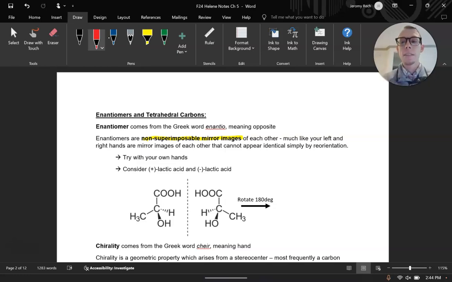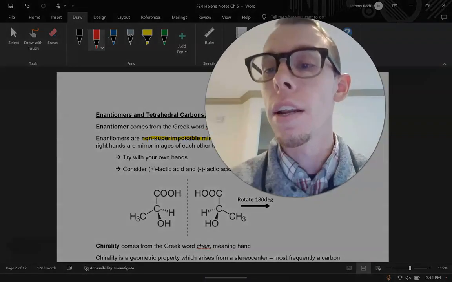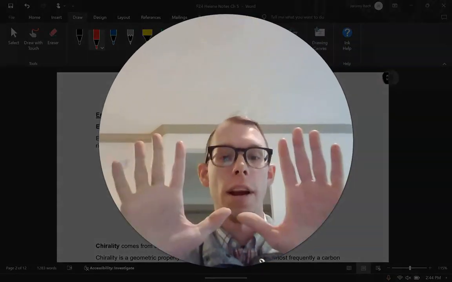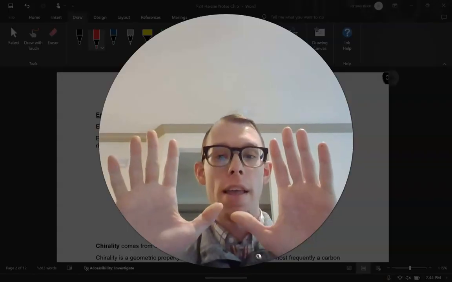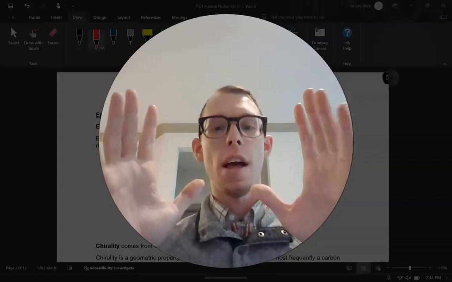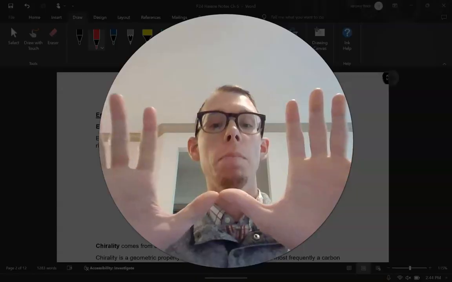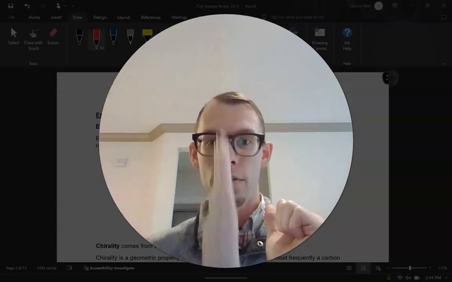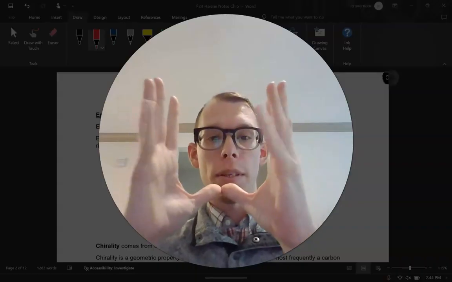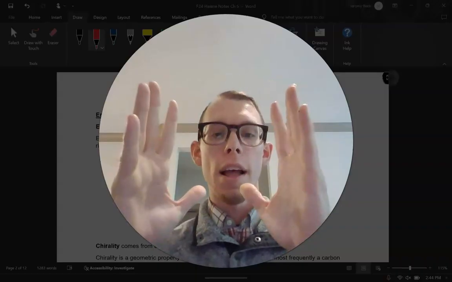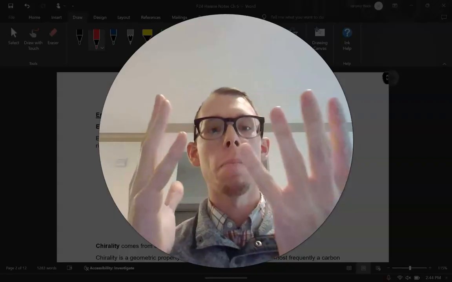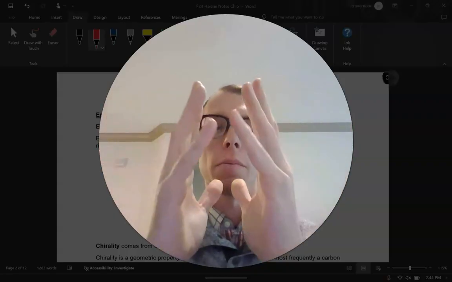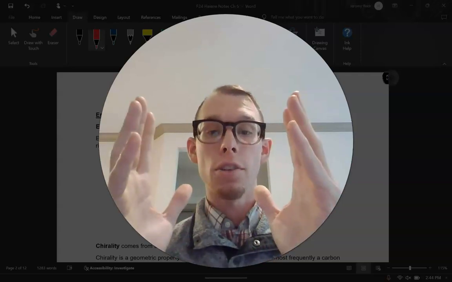But it makes sense when you start thinking about things in space. So take your hands, for example. If I look at my two hands, they're mirror images of each other. If I imagine a mirror plane directly in here, my thumbs are on the same side, my pinkies are on the same side. They're a mirror image to each other, minus a few little nicks and bumps and irregularities, but generally they're a mirror image. However, they're non-superimposable.